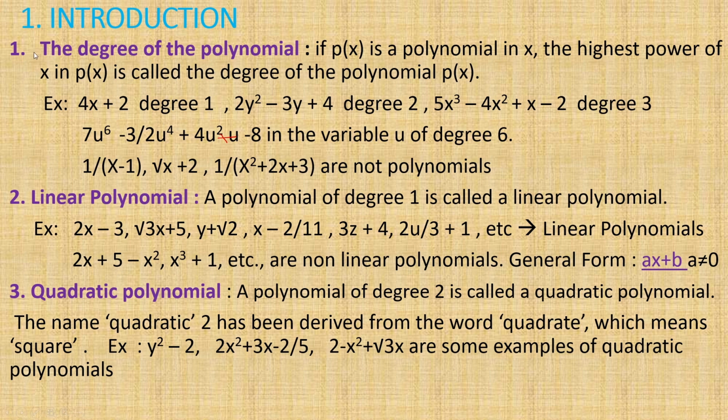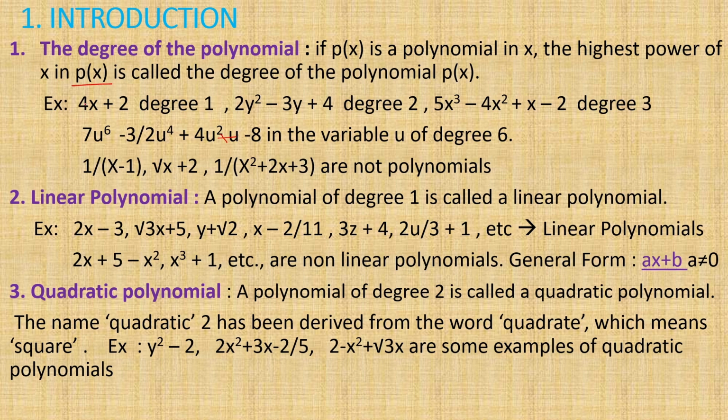So here the first point is, what is the degree of a polynomial? What is meant by the degree of a polynomial? If p of x is a polynomial in variable x, the highest power of x in p of x is called the degree of the polynomial. Suppose you take 4x plus 2, a polynomial in variable x. Here x is the variable, and it will be represented as p of x.